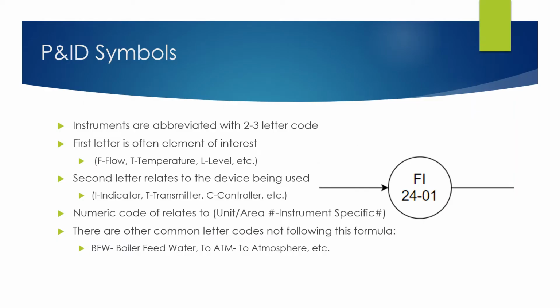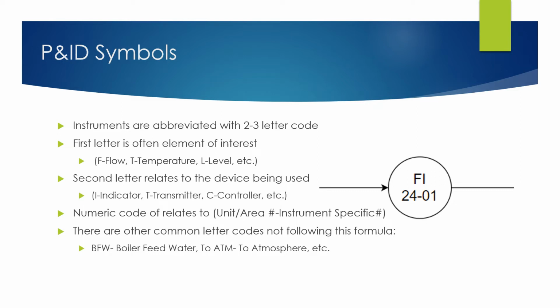Okay, now we're getting a little more specific on some of the symbols for instrumentation. Usually your instruments are going to be abbreviated with a 2 to 3 letter code, along with a number code at the bottom. The first letter in this code is your element of interest. Here on the right is an example: you see it's FI. So our first element is flow, and some other pretty common elements are temperature, level, and many more. For the second letter, this one's an indicator, but it could also be a transmitter or controller. So that lets us know that this instrument is a flow indicator.